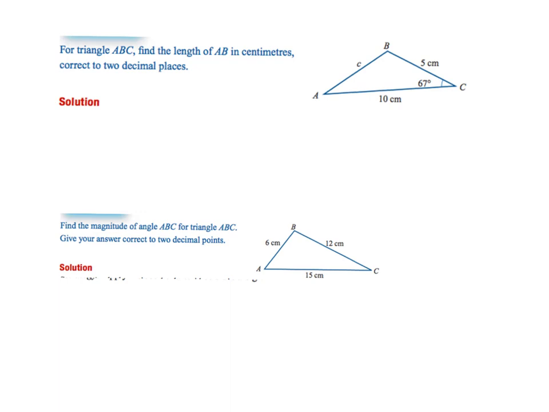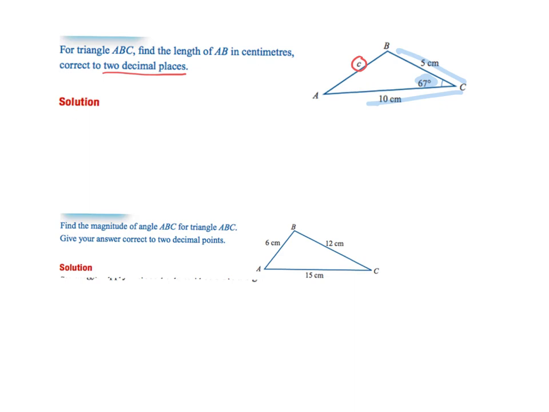It says for the triangle ABC, find the length AB. So AB would be little c as they've described, and they're saying to 2 decimal places. Because I have two sides and the included angle, that's when you use cosine, sorry, I think I said sine there. So we want to find side c.